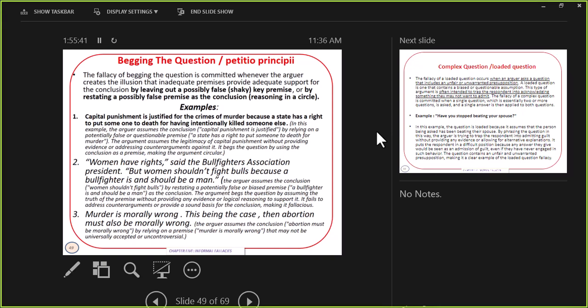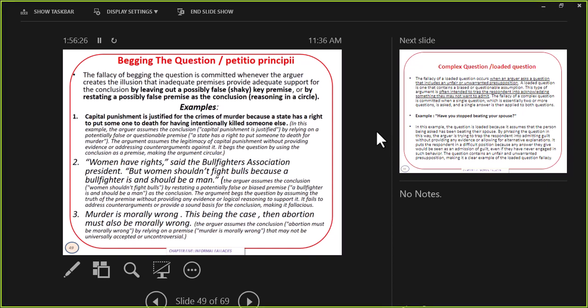Whether abortion is a murder, isn't it? Whether abortion is a murder. Murder is morally wrong. This being the case, abortion must also be morally wrong. This hides a questionable premise. Whether abortion is a murder is not explicitly stated, but it assumes, it conceals, or it hides. Because if it were exposed into open daylight, the fallacious nature of the entire argument could have been exposed.